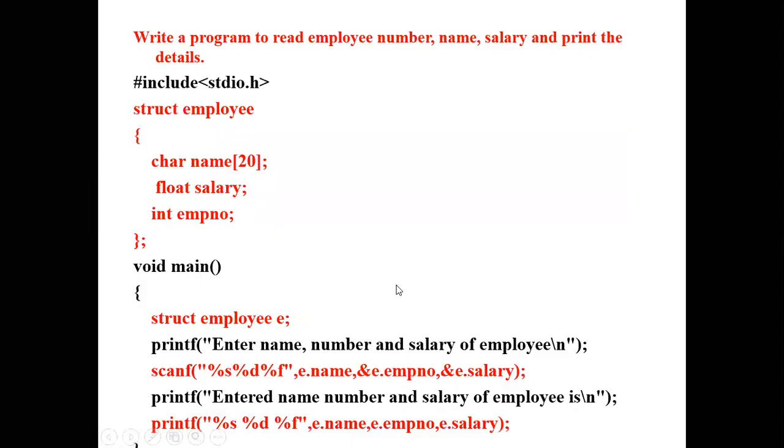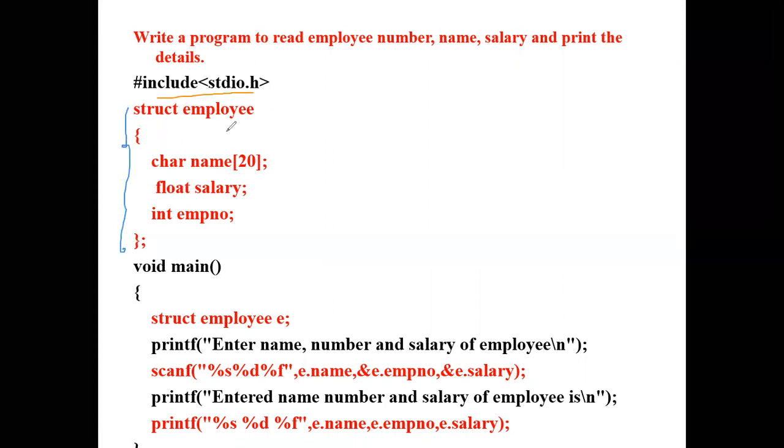So how will you write the program? First, we don't need any special header files. Only one header file is more than enough: stdio.h, the standard input output header file. We are supposed to write 3 member fields: employee number, name, and salary. So this is the structure we are defining.